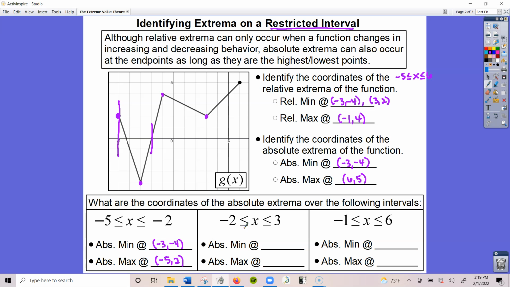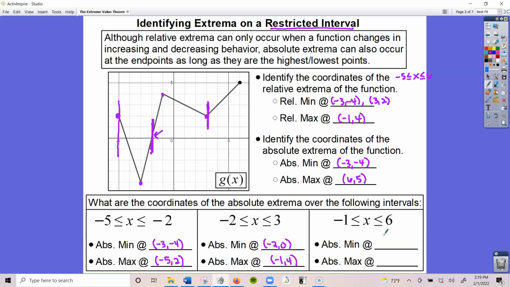If I change my interval from -2 to 3, so now we're looking from here to here. The absolute minimum is this point right there, because that's the lowest point on that graph. So that is at -2, 0. My absolute maximum would be this point here. This is the tallest point in that interval, so that's at -1, 4.